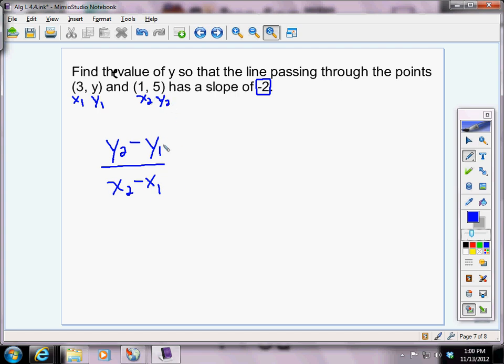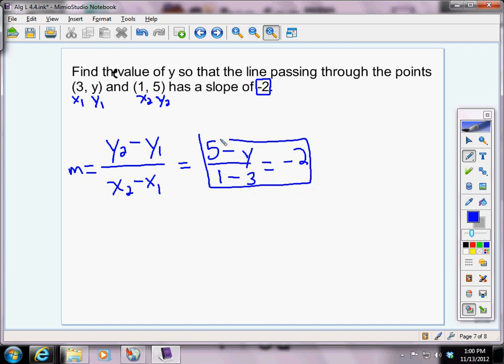Okay. Now, let's fill in our missing parts here. y2 is 5, minus our y1, which is y, over our x2, which is 1, minus our x1, which is 3. And now what that tells us is that this has to equal -2. This has to be equal to -2 because it's our slope. Remember, this is what our slope equals. Okay. So let's focus right here on just this. Let's simplify and solve this equation. 5 minus y over 1 minus 3, which is -2, has to equal -2.